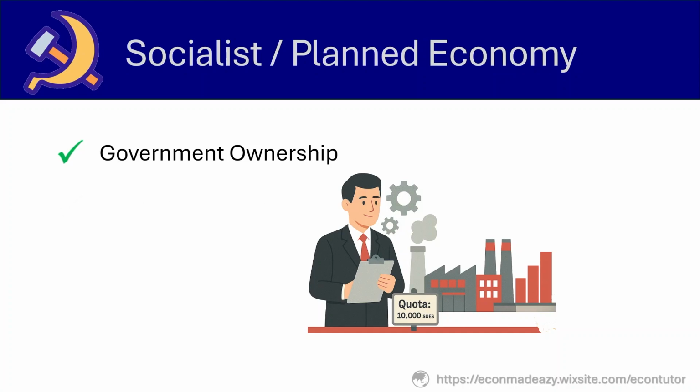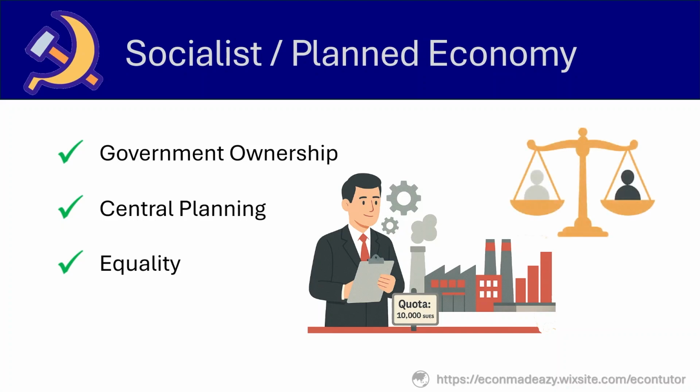The second main feature is that a government authority creates a detailed economic plan and sets production targets, and the goal is always to achieve social welfare. The third important feature is that here the main aim of the socialist society is to reduce the gap between rich and poor by distributing resources more evenly. Historical examples include North Korea, the former Soviet Union, and Cuba.